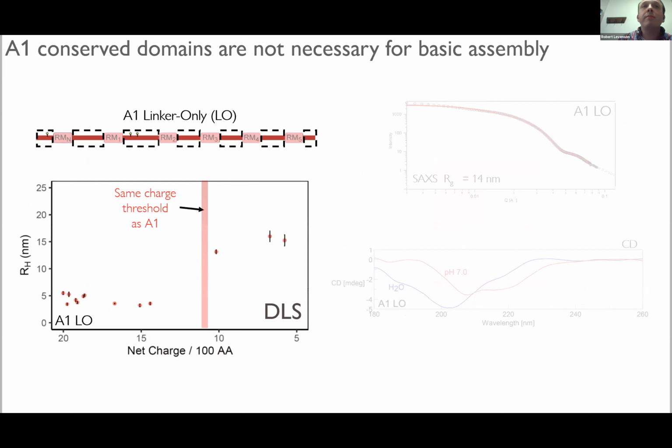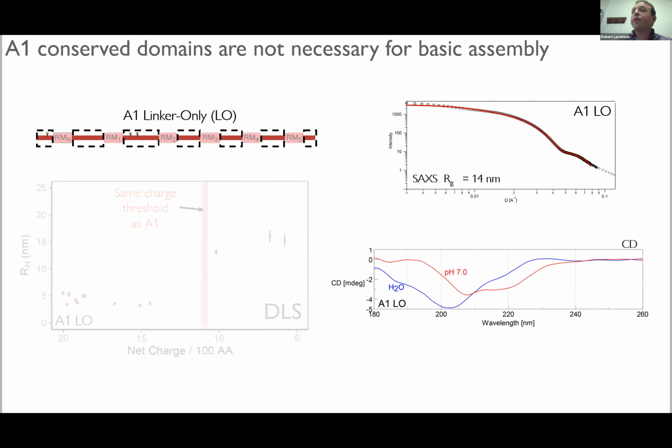We also produced a mutant that removed those highly conserved domains. So this just consisted of the linker regions, and we purified and characterized this protein. And it assembles in the basic DLS pH neutralization assay. Similarly to wild type, it has a similar charge threshold. So those highly conserved domains are not at least required for the basic assembly process that we're seeing here.